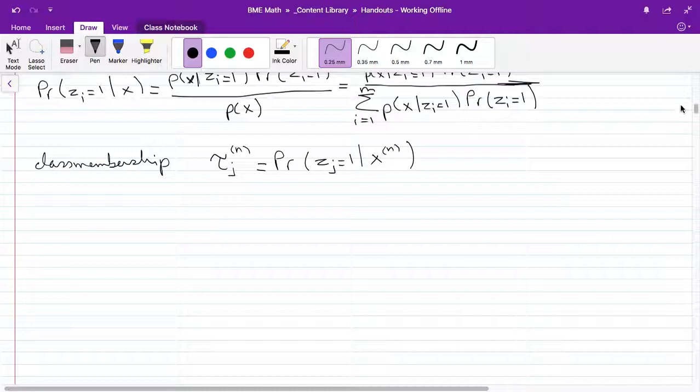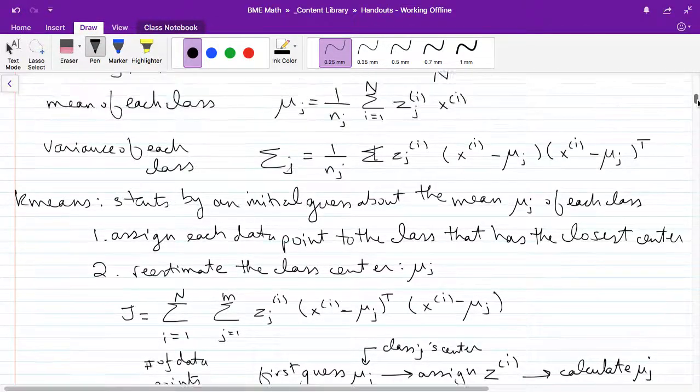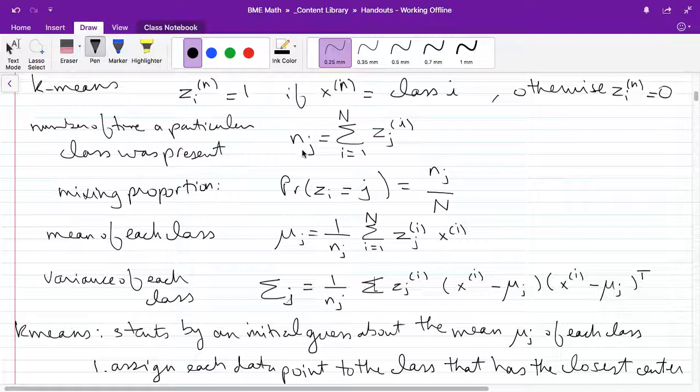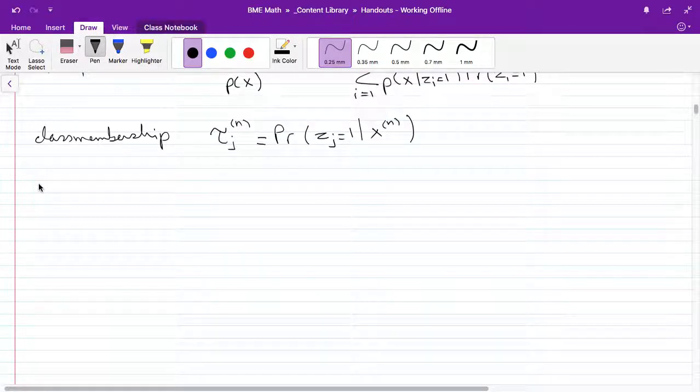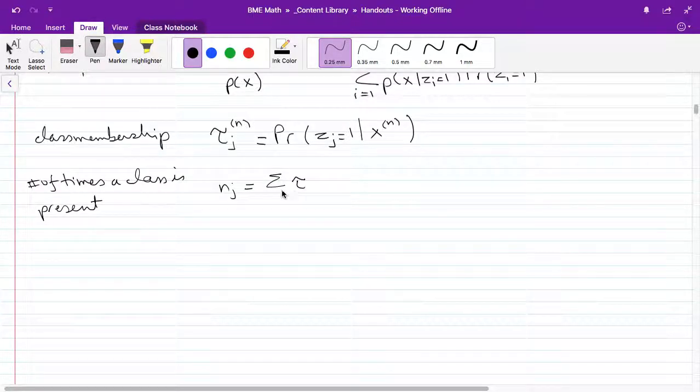So if you look at what we did with k-means, we said next is count the number of times a particular class was present. Well, that's just the sum of z's. But now my membership is soft. So the number of times a class is present is n sub j, the sum from i equals 1 to n of tau j of i. So it's the sum of these probabilities, the number of times you've seen a particular class.